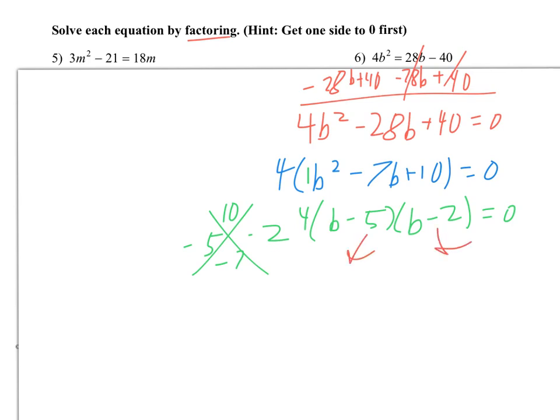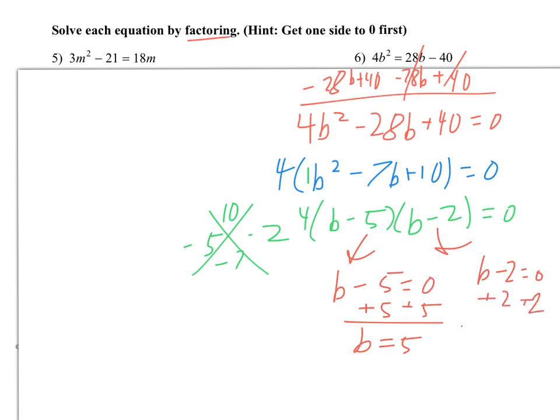And so now I can split these parentheses up and set them equal to 0 individually. I don't set the GCF equal to 0 because there's no variable there. And now I just need to solve these. So b equals 5, and then add 2 here, and then b equals 2.